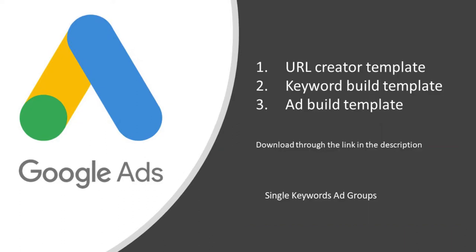So the tools that we will need to create our campaign are, number one, URL creator. We will use this to create our campaign name and tracking parameters that we will use in our keyword build template. Number two is our keyword build template. This is where we will prepare our keywords with tracking parameters before we upload them to our Google Ads account. And number three is the ad build template. Once we have finished uploading our keywords, we will then prepare and upload our ads using this template. Links for these spreadsheet templates are in the description below.